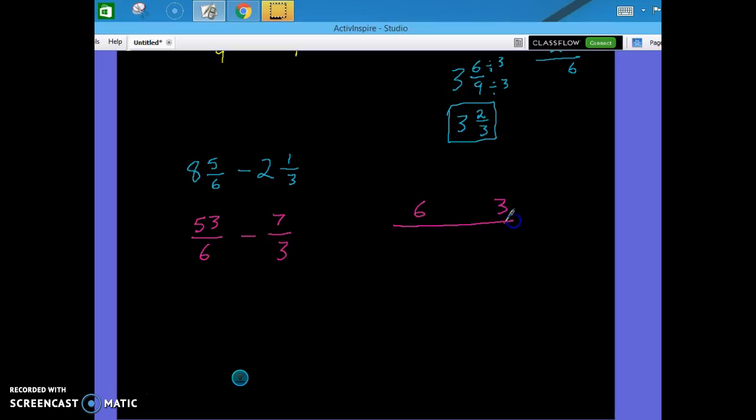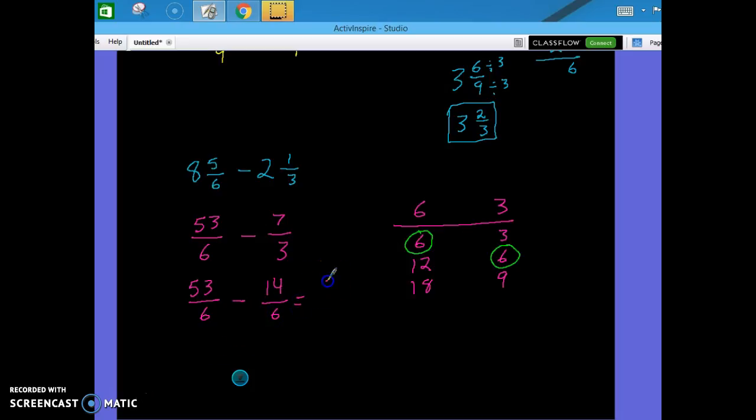We need to find the least common denominator. I'm going to write multiples of 6. I got 6, 12, 18. And multiples of 3 would be 3, 6, 9. You can see that our least common denominator is going to be 6. We're not going to do anything to this first one. It's going to stay 53 over 6. And then I'm going to rewrite this second fraction by multiplying both numbers by 2. And this is going to become 14/6.